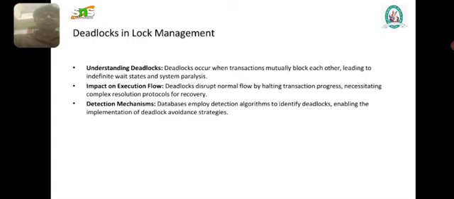Next is deadlock management. Deadlock occurs when transactions mutually block each other, leading to infinite wait states and system paralysis. Next is the impact on execution flow: normal flow is halted, transaction progress stops, and complex resolution protocols are needed for recovery. For the detection mechanism, detection algorithms identify deadlocks, enabling the implementation of deadlock avoidance strategies.